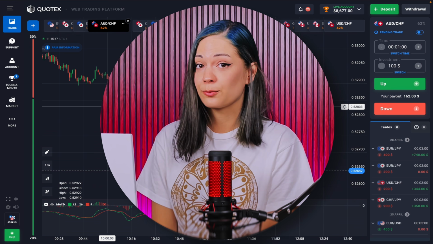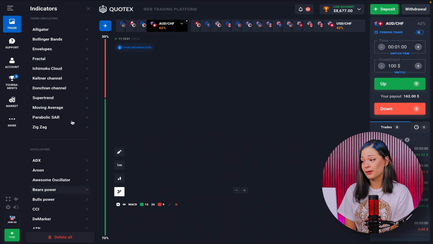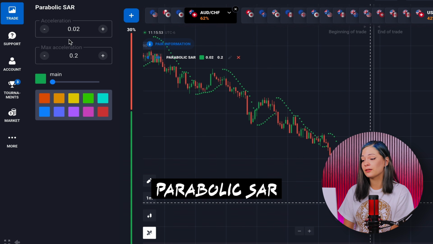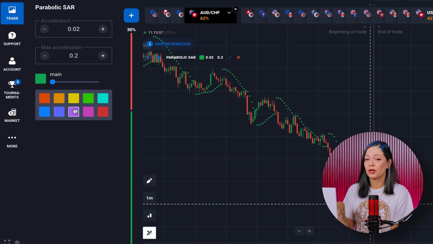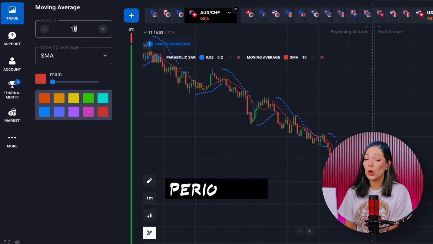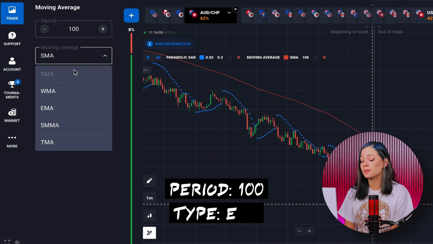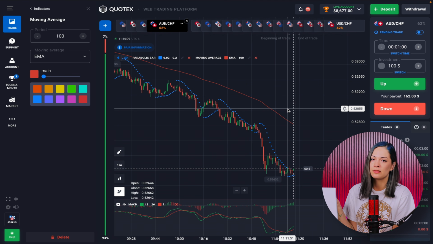To filter signals with MACD, we also need 2 other indicators that I told you about. So this is parabolic SAR with standard settings, but the only thing I don't like is the green chart and green dots, so I make it blue. And of course moving average with a period of 100, and the type is going to be exponential moving average. If you don't know what moving average is, it's really simple, let me tell you.